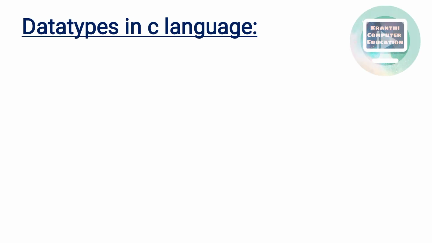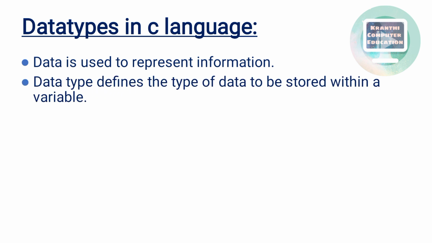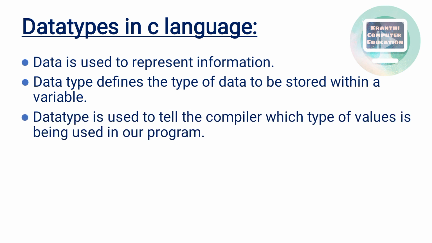Data types in C language. First of all, what is a data type? Data is used to represent information. Here, data means whatever value we are using in our program. Data type: a data type defines the type of data to be stored within a variable. So data type is used to tell the compiler which type of values is being used in our program.